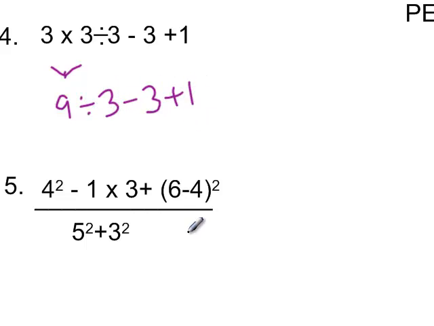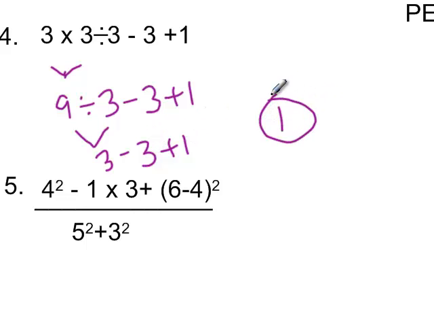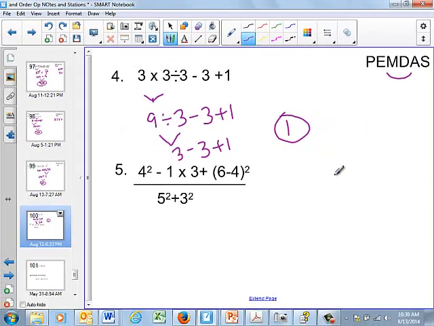Rewrite everything else. Now we'll do our division step. 9 divided by 3 is 3. 3 minus 3 is 0. 0 plus 1 is 1. Go ahead and write down number 5. This one is the most complicated one we've done so far.